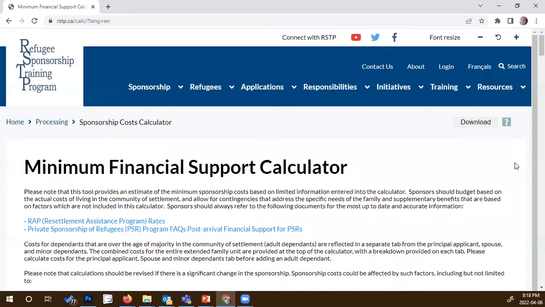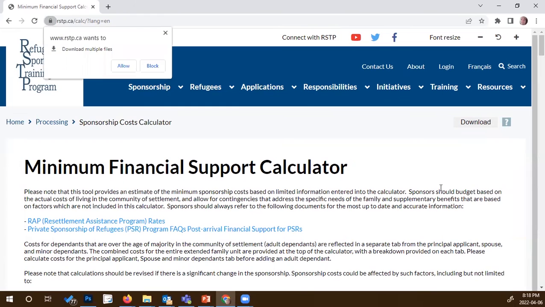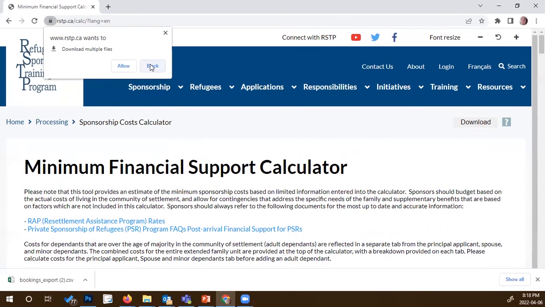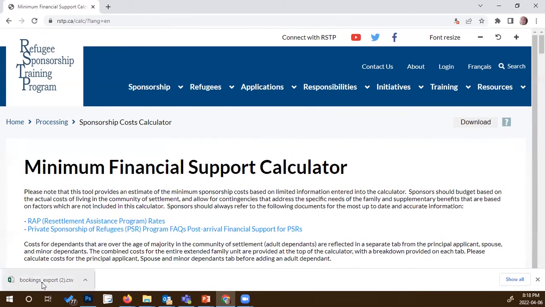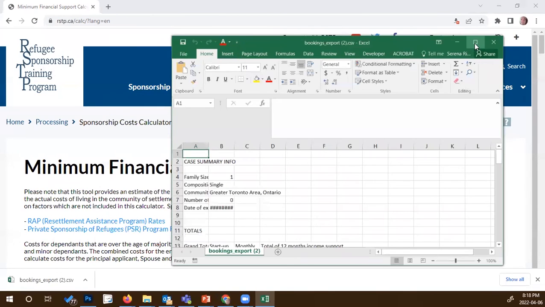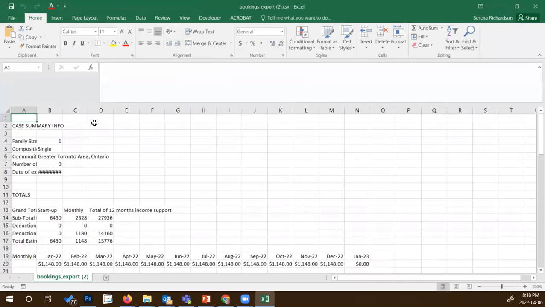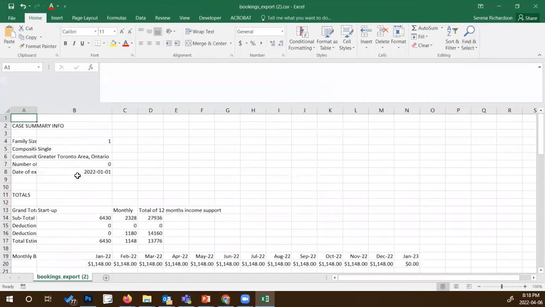Okay, so now that we have these calculations done, I want to save it to my computer. So I'm going to click on download, and these calculations are going to be saved for me. But here it is. We've got the exported file, and I'm going to show you what that looks like. There we go. So now I have the summary information, and you might need to double click on some of these columns to make the information viewable.